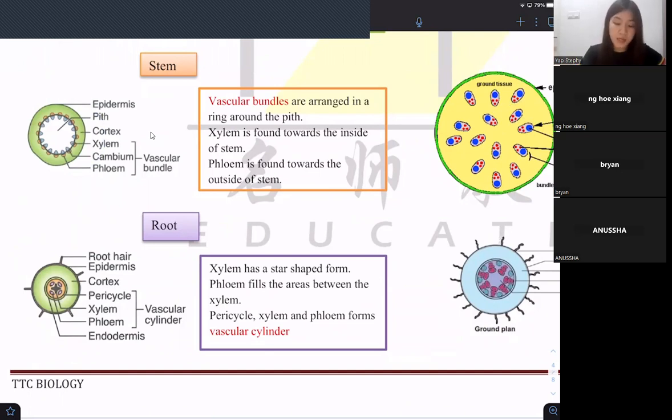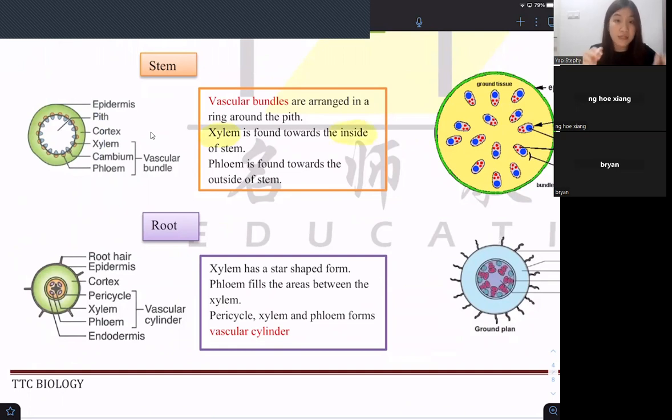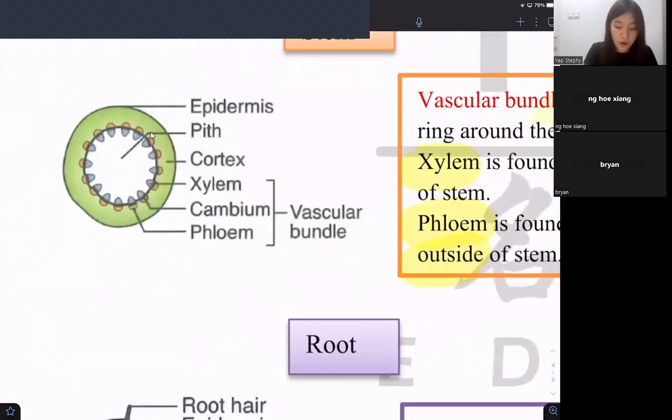Okay, so you come to see it here. Xylem is found toward the inside of the stem. That means the xylem stays inside, but the phloem is outside. This one is very easy, I explained to you already before. Phloem is for the P, right? P means protect. So they want to protect the xylem, so the phloem must stand outside. So the phloem stays outside and the xylem is inside.